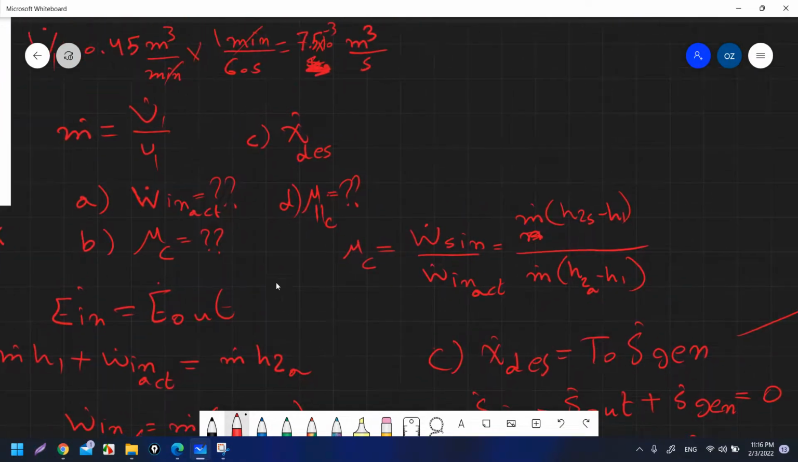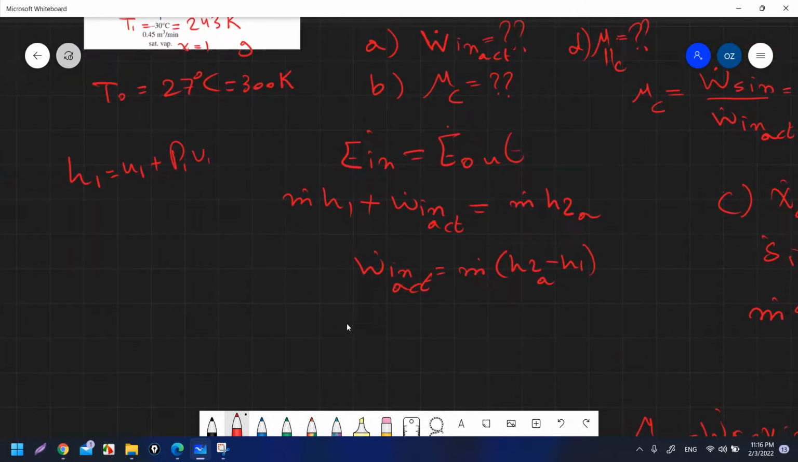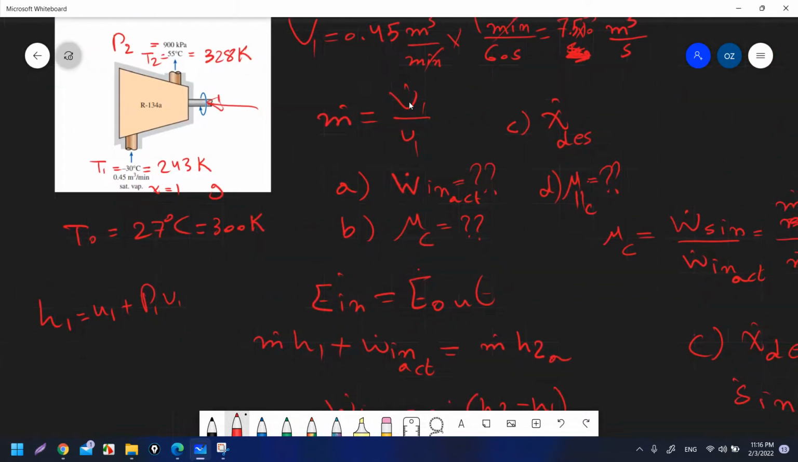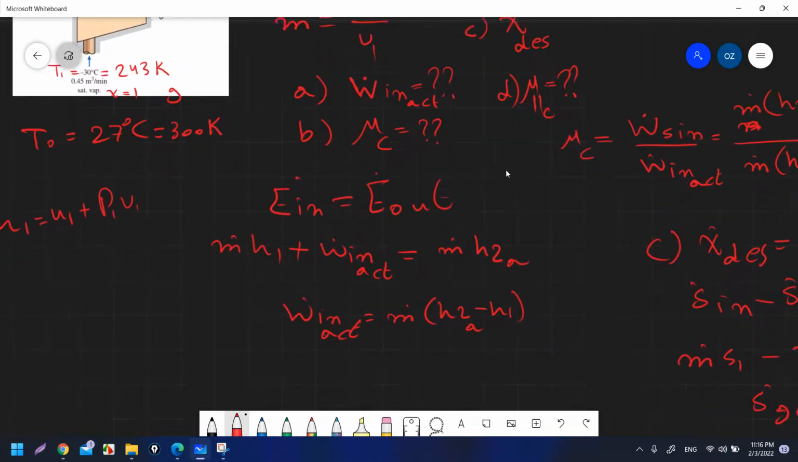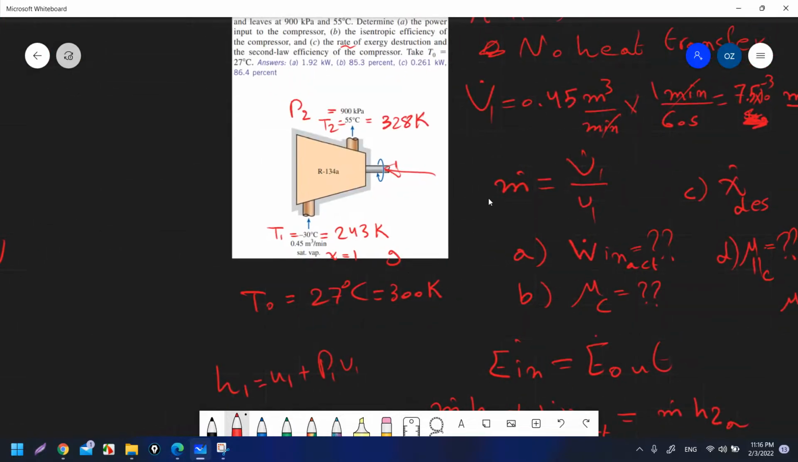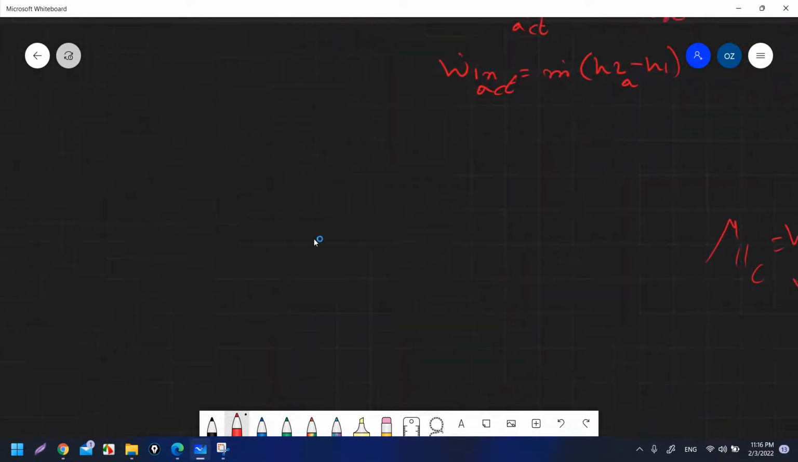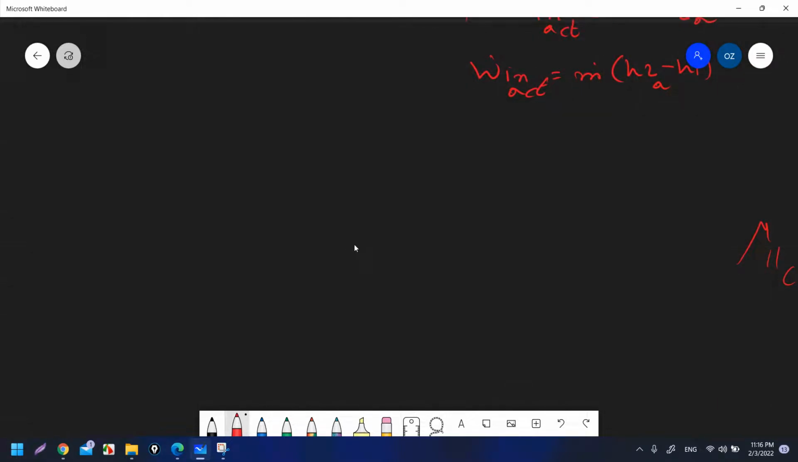Part A was to find this one. So I need to find the mass flow rate, or is it given in the question? Oh, okay, I need to find it. So I also have to get v1 at state 1. So let's use the thermodynamics tables, the refrigerant tables, to find everything that we want. At state 1, I have T1 equal to negative 30 degrees Celsius, and x1 is equal to 1 because it is saturated vapor. I will take everything at g, so v1 equals vg, s1 equals sg, and h1 equals hg. This is a common state between the isentropic and the actual one.